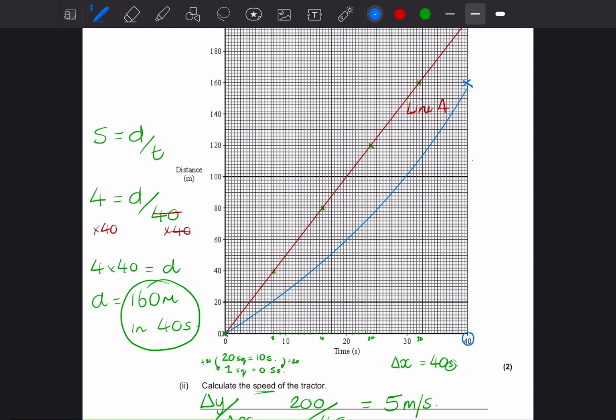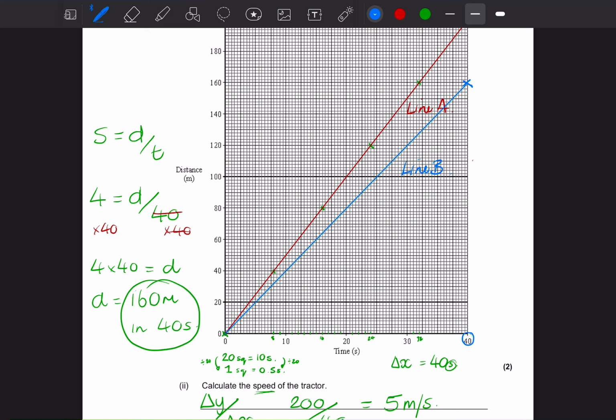I've made a curve. I did not mean to make a curve. I meant to have a straight line. Try again. Okay, there we go. Straight line. So that's our directly proportional line, and that is line B.